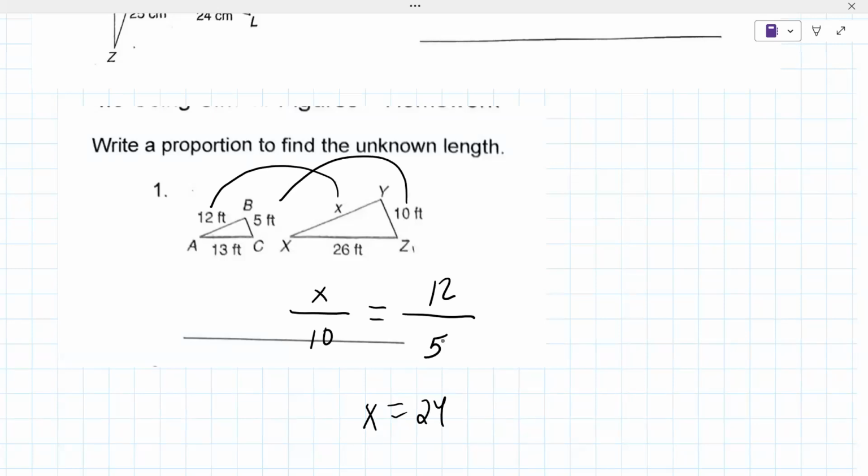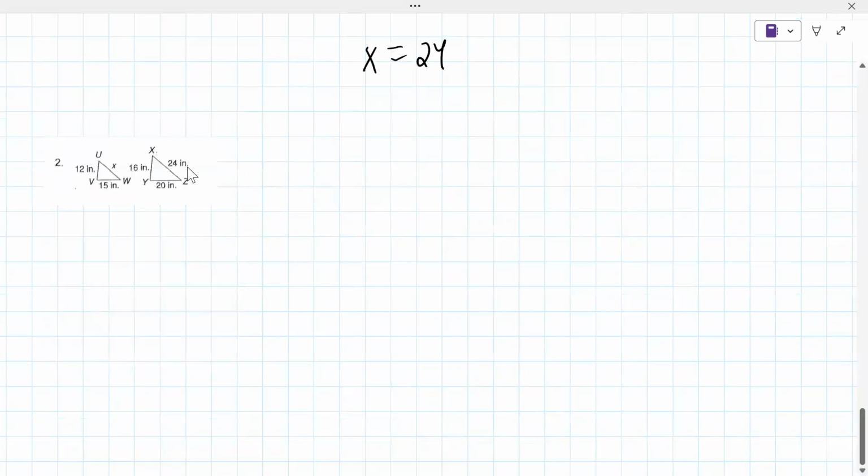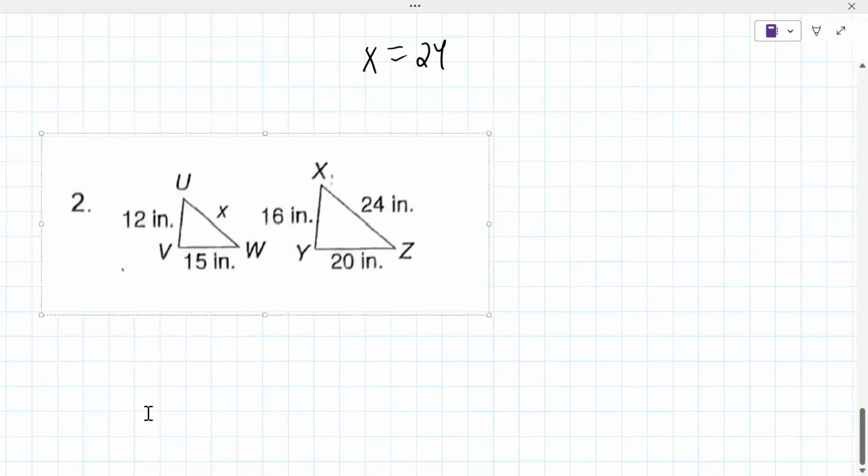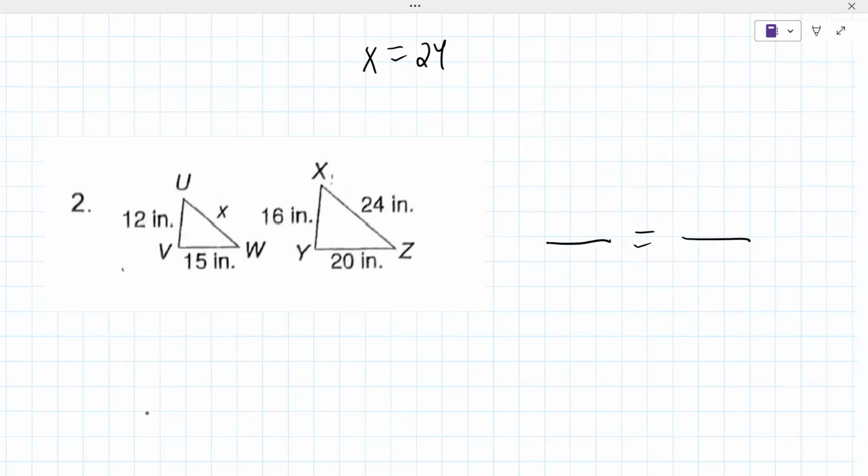Now, sometimes that's too much work. You might have noticed that 5 goes to 10 by doubling and 13 goes to 26 by doubling, so you just had to double 12. But it doesn't say to do that. It says to write a proportion. So make sure you do what the teacher wants. They're giving you the grade. Okay, so see if you can set up the proportion here. There are several correct answers. I don't feel like okay, you're wrong. It's just try something and let me know.